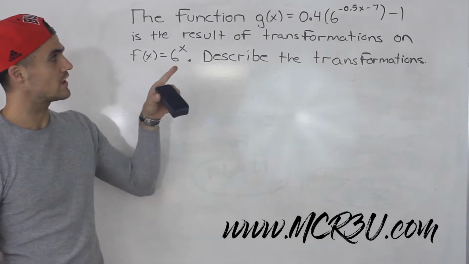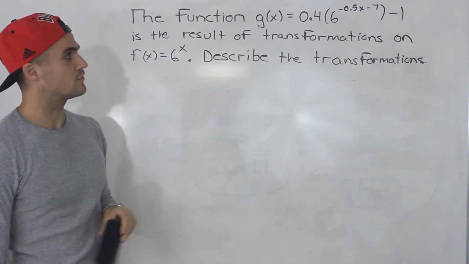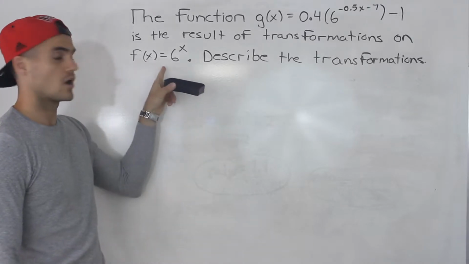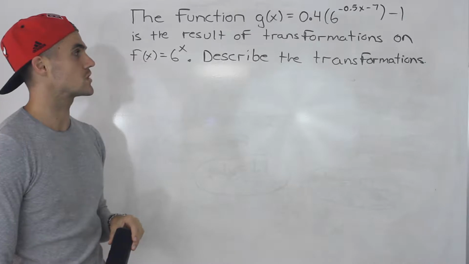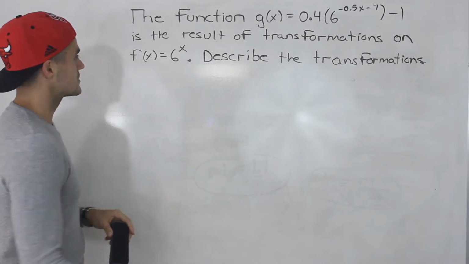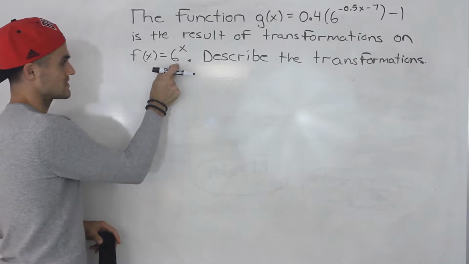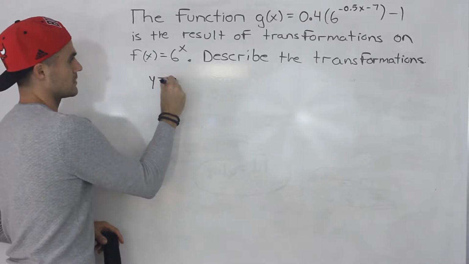So the function g of x, which equals 0.4 times 6 to the power of negative 0.5x minus 7, minus 1, is the result of transformations on this parent function here, 6 to the power of x, and we have to describe the transformations. So, in general, for taking this parent function, 6 to the power of x, and transforming it, then we know the format's going to be what?